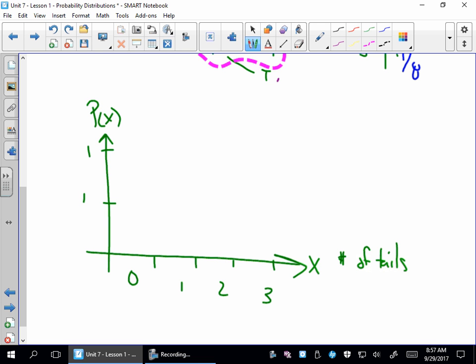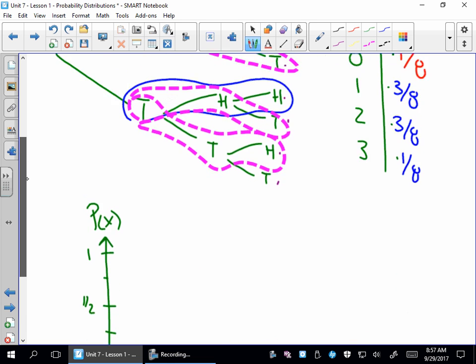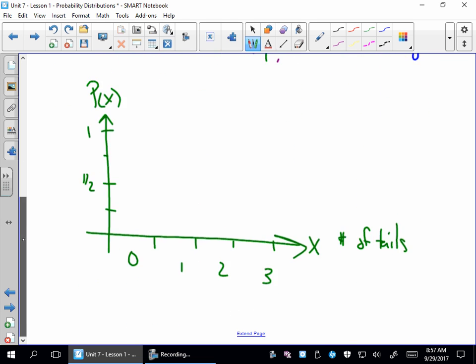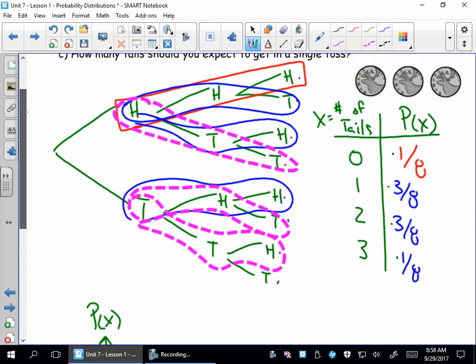So a half, a quarter, and 3/4. Okay, let's draw this out. No tails is 1/8, which is half of the first box. If this is a quarter, this would be 1/8. And then we have 3/8, which is right there. And we have 3/8 again. And then we have 1/8. And there's our probability distribution for tossing 3 coins.